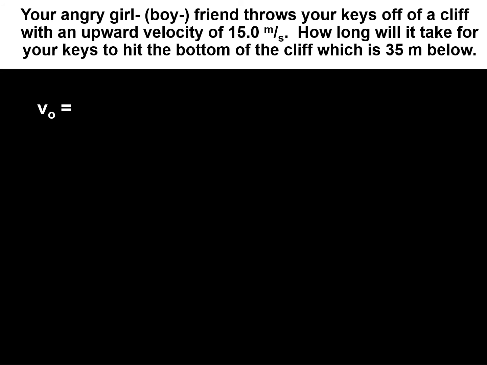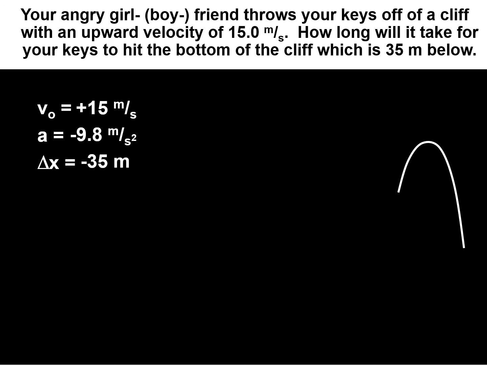Alright, so we start out with the information we know. Since we have a velocity that is upward, we have a positive 15 meters per second initially. We also know that our acceleration, anything that's falling, is going to have an acceleration of negative 9.8 meters per second squared. The displacement looks like it's going to be 35 because that's what we have here. However, we're going to end lower than where we started, so it's going to be negative 35.